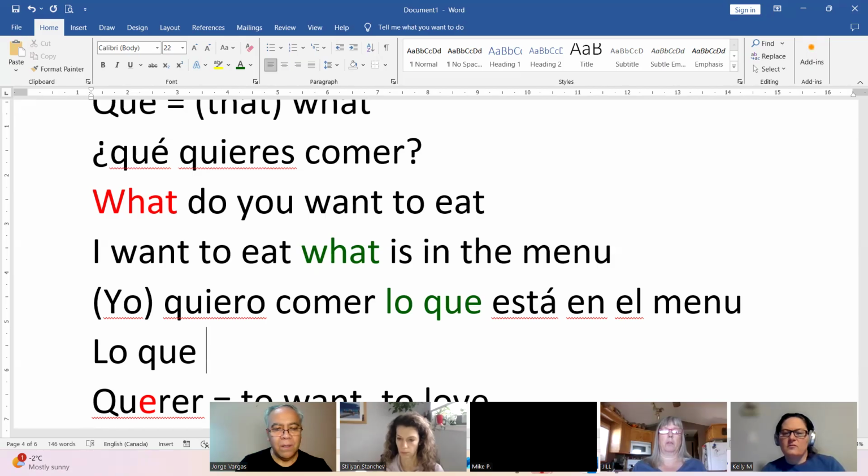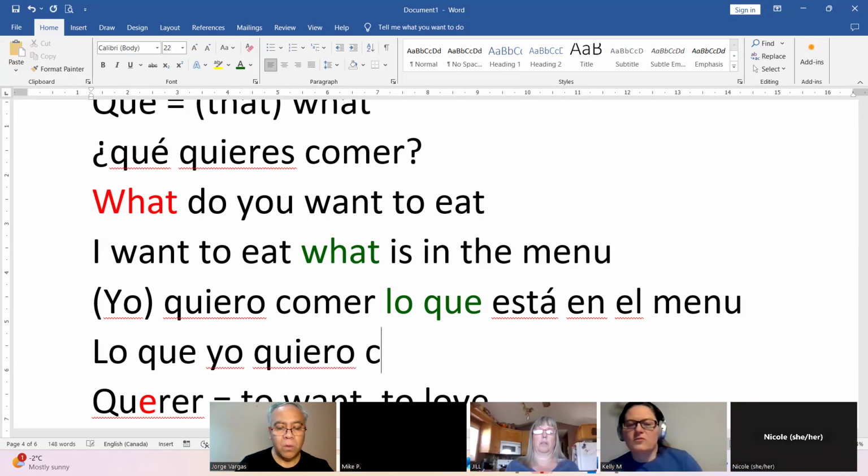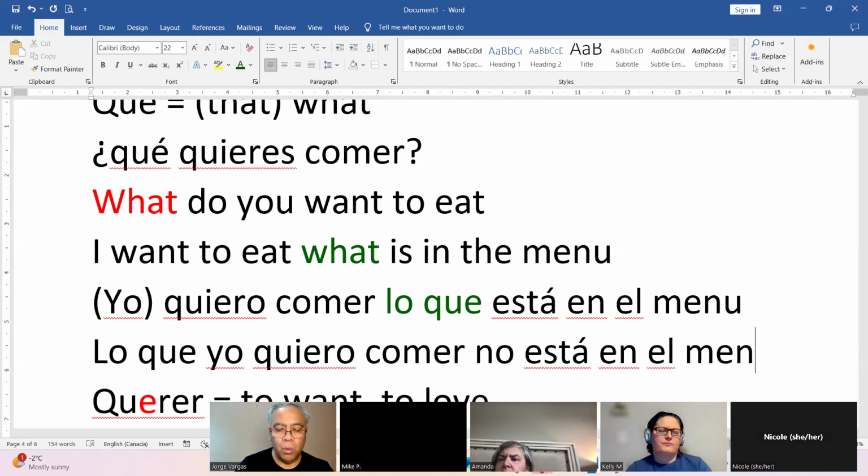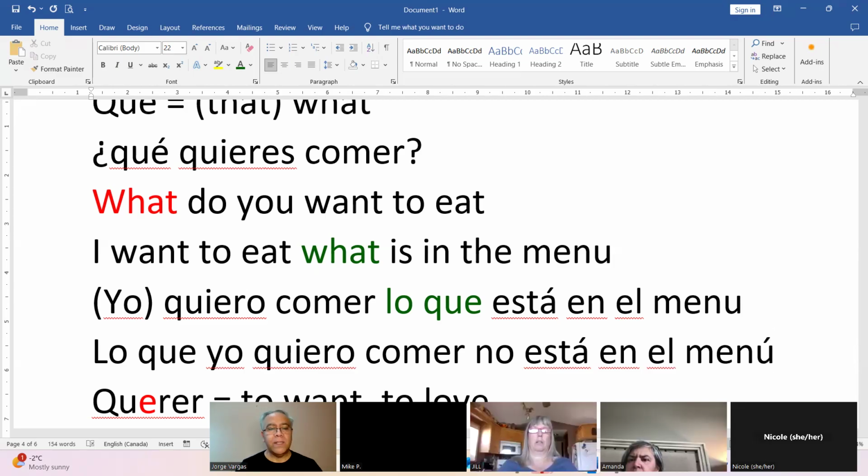Okay, no. Lo que yo, comer. We want to say quiero. What I want to eat is not in the menu. What I want to eat is not in the menu. Go for it again. Lo que yo quiero comer no es... no está. Perfecto. No está en el menú. Lo que yo quiero no está en el menú.